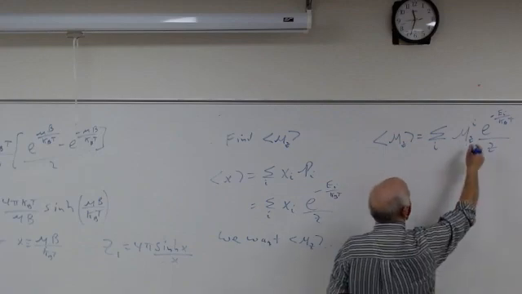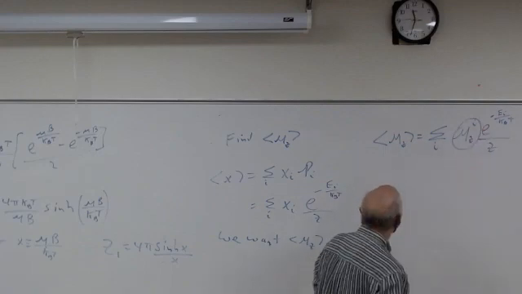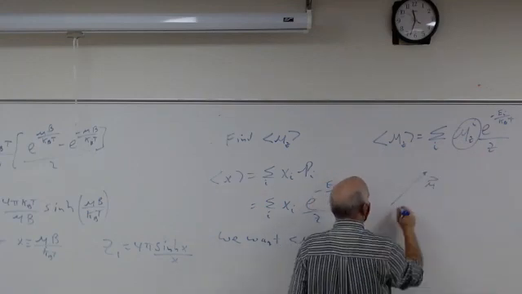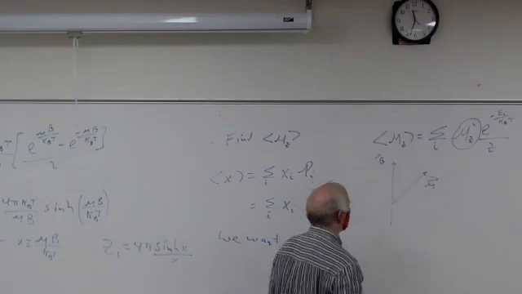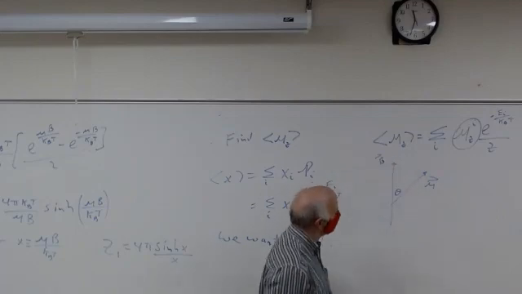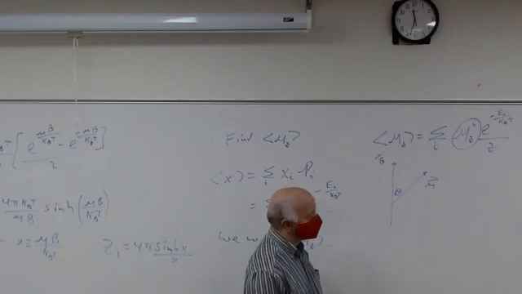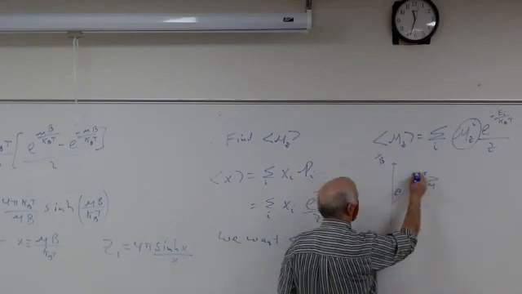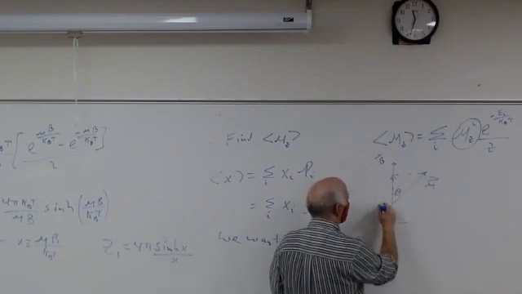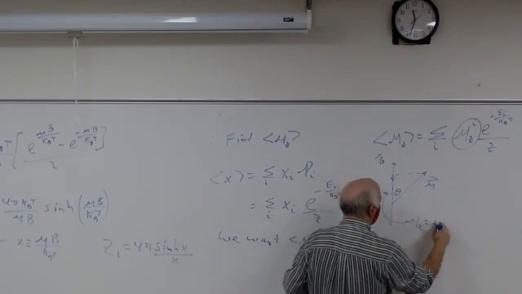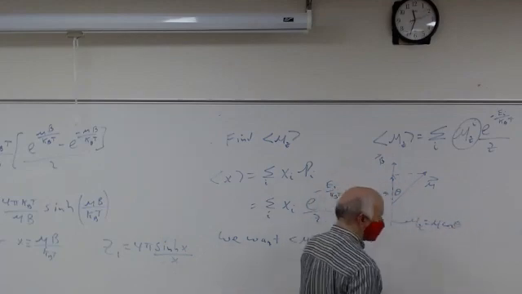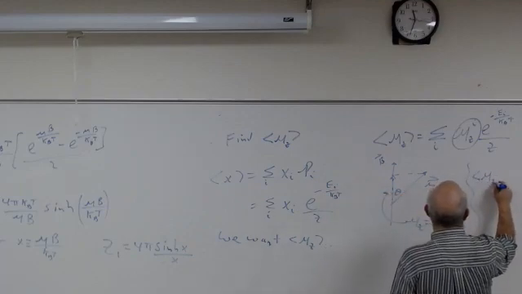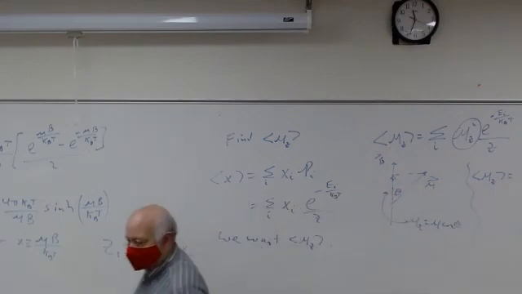Now, what would this fellow be? Let's draw a little picture. Here's a mu, here's a B, and here's a mu sine theta. This is the axis, mu cos theta. If you look at this right here, mu z is mu cos theta. So what we really want to do is this here.